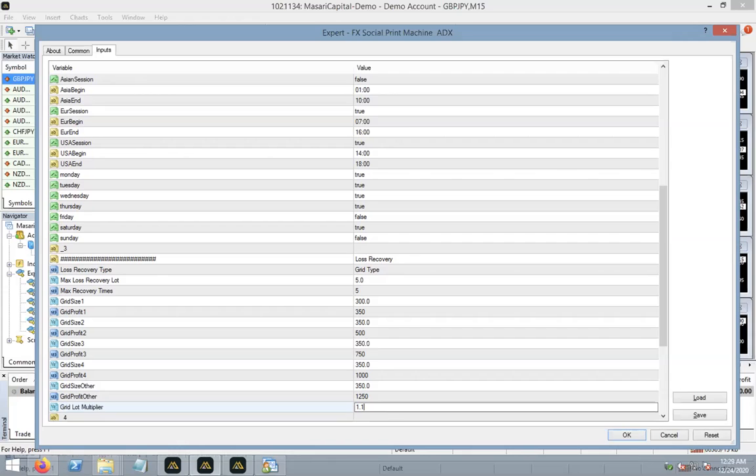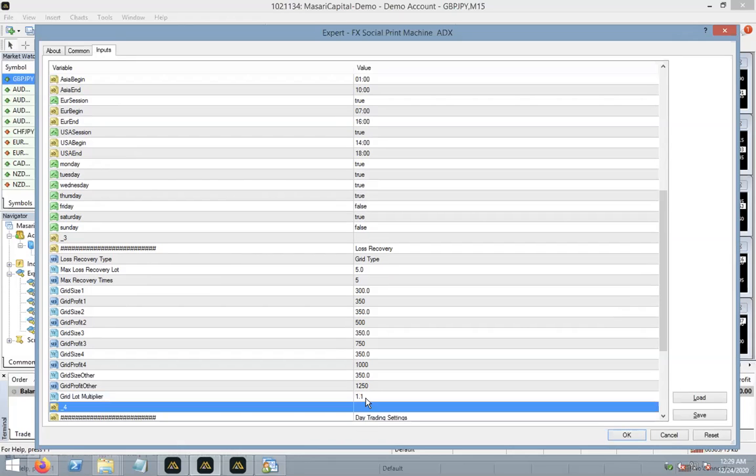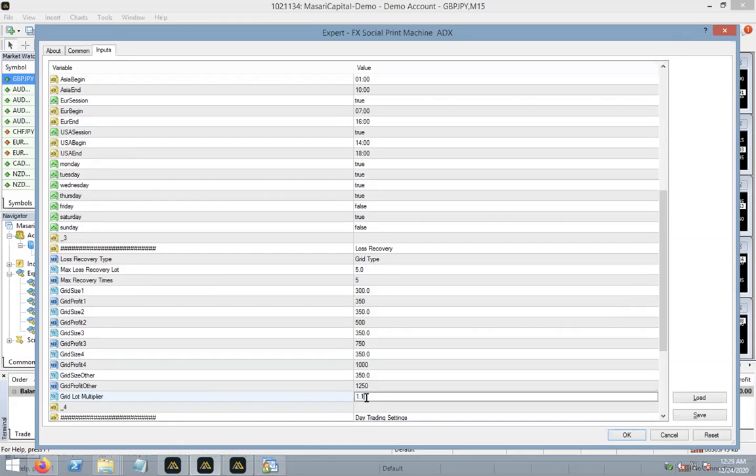So if you want to have a safe recovery route, 1.1, you're going to make less money on the recovery, but it's going to take way safer lot sizes. Basically, what the multiplier does is, based off of whatever your lot size is, it's going to multiply based off the multiplier you chose. So if you chose 1.1, it's going to multiply by 1.1. If you choose 1.2, it's going to multiply by 1.2. If you choose 1.5. So I always tell people 1.2 as a safe one or 1.5 as a safe one.